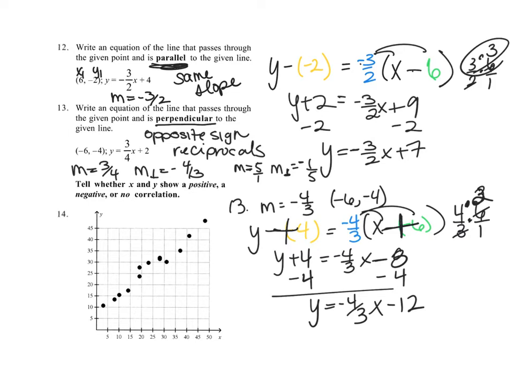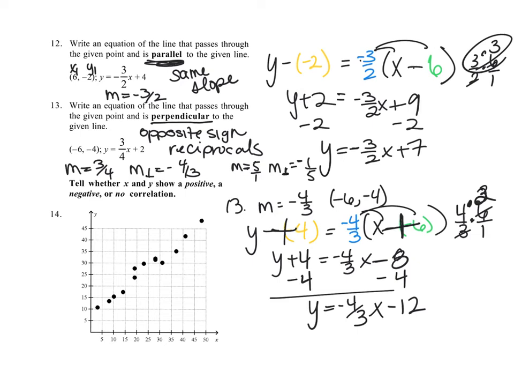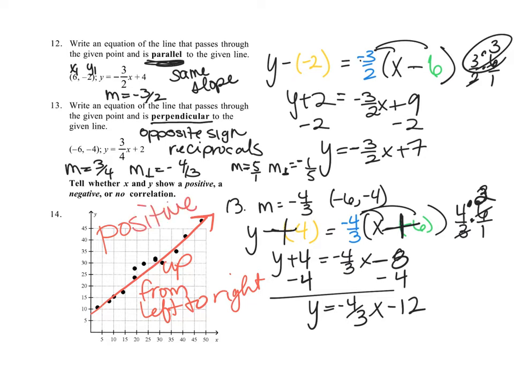So then we looked at some scatter plots. We looked at correlation. Is it positive, negative, or no correlation? Well, this graph, we read graphs from left to right. So if I'm looking from left to right, the general trend of this graph is going up from left to right. So it has a positive correlation. And we want to say as x increases, y increases.